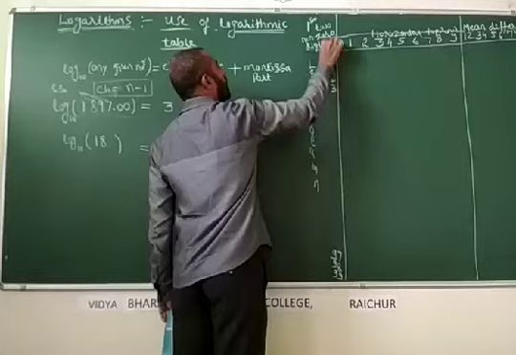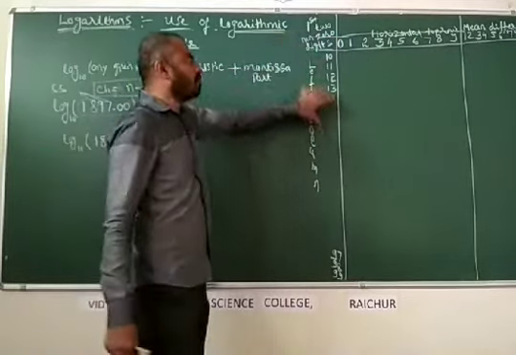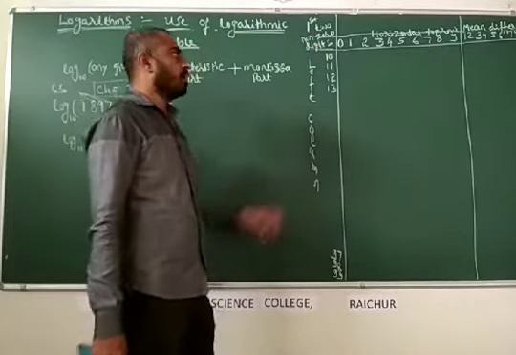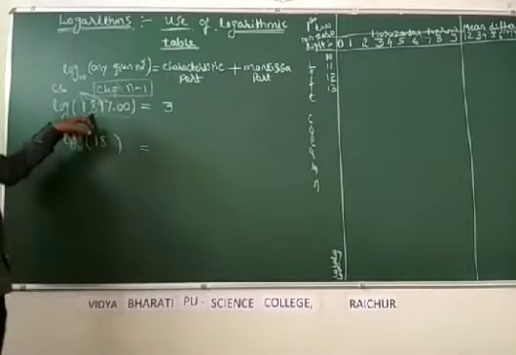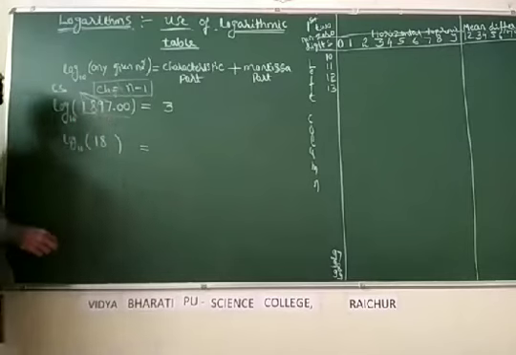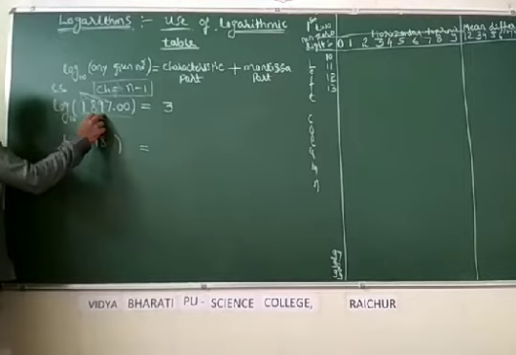The first two non-zero digits have to be seen in the left column. Here the first two non-zero digits means 18. These two non-zero digits have to be located in the left column. The third digit should be seen in the horizontal top row. What is the third digit here? 9. 9 is the third digit.